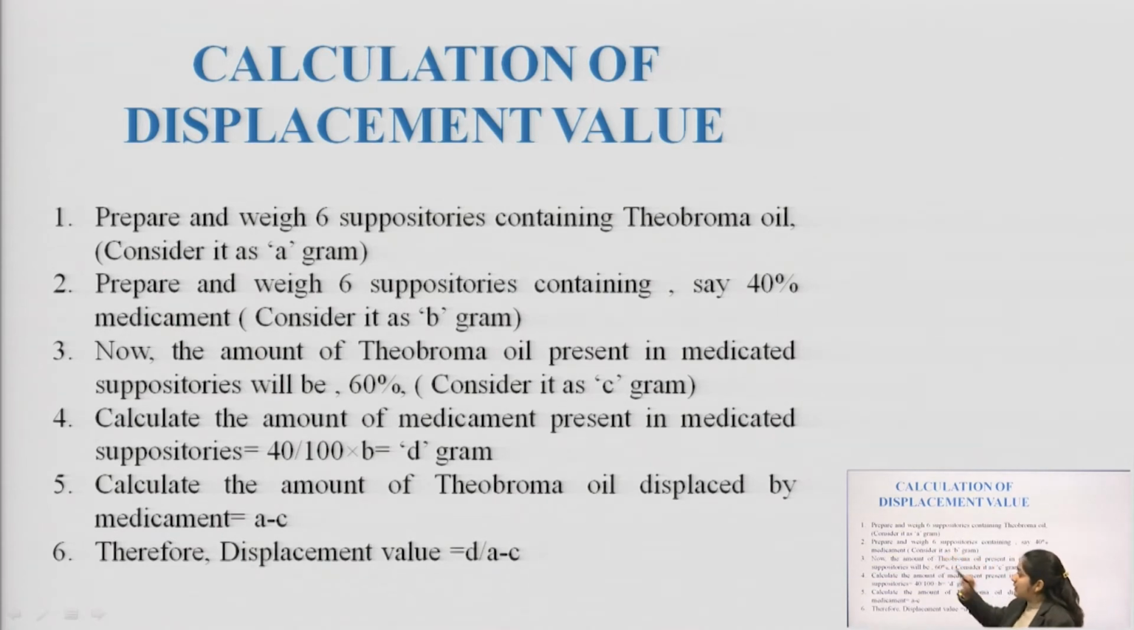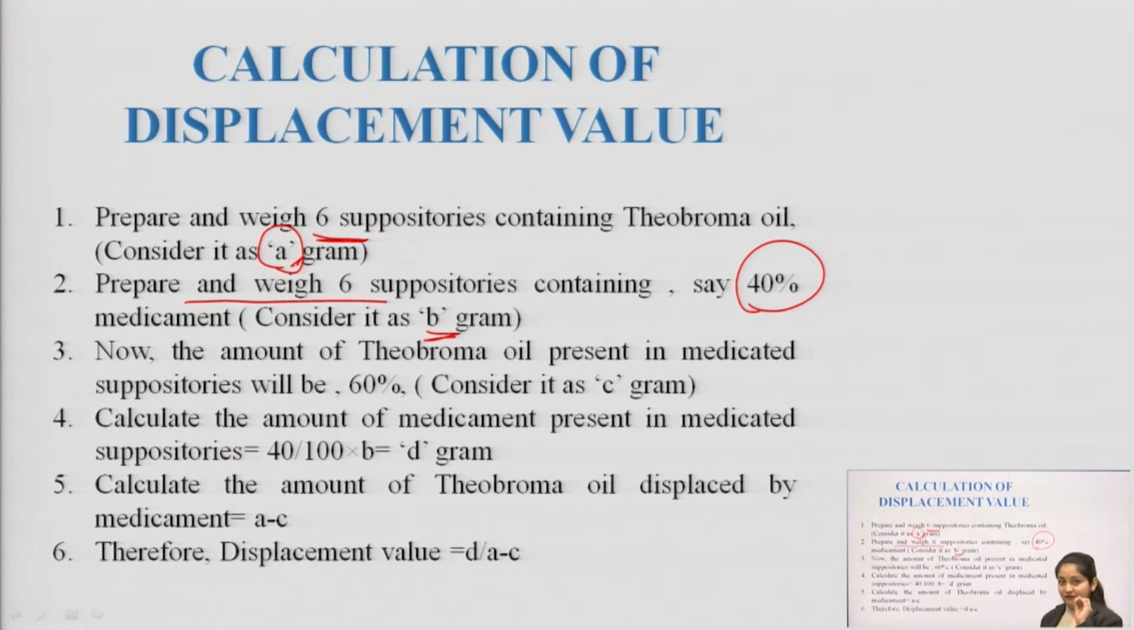First of all, let us take a situation where we are supposed to prepare 6 suppositories. So we have given it the name A. We are preparing 6 suppositories and we have given it A gram. हम 6 suppositories बना रहे हैं जिसको हमने A gram का weight दिया है. Next, we are weighing 6 suppositories that contain 40% medicament. Now here we have named the suppositories as B.